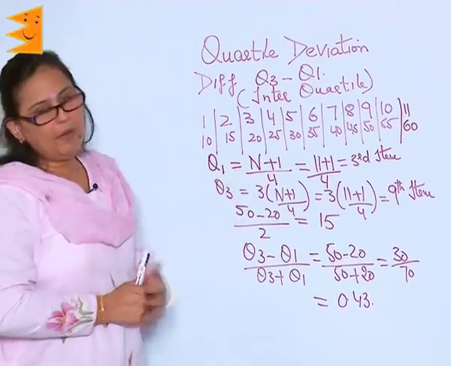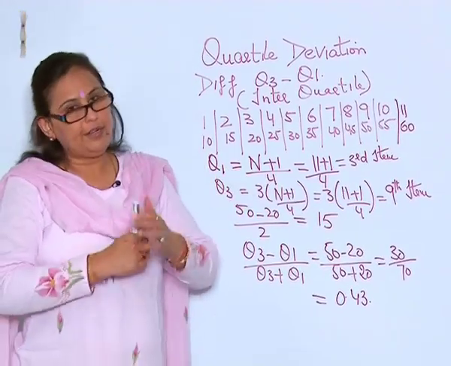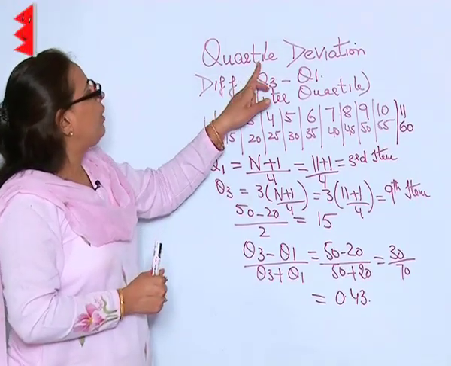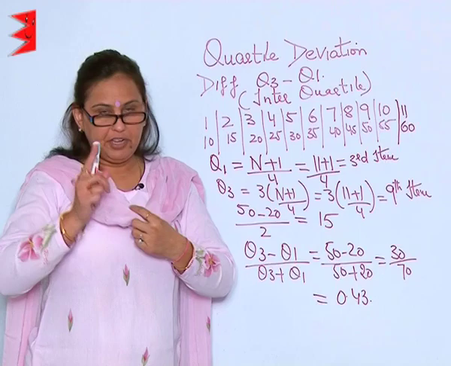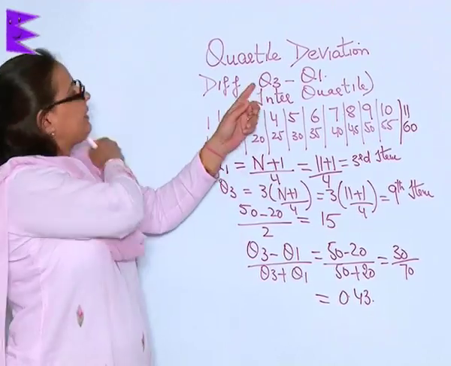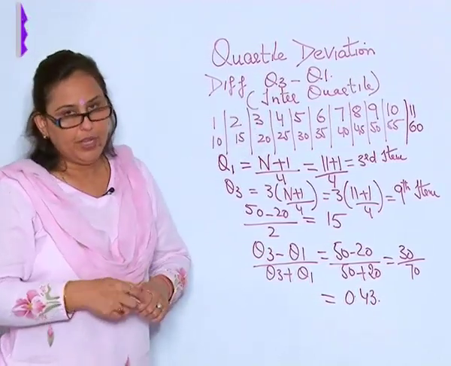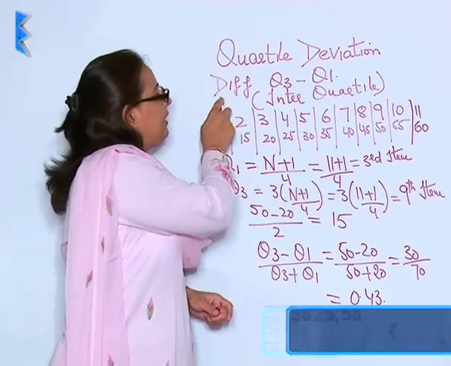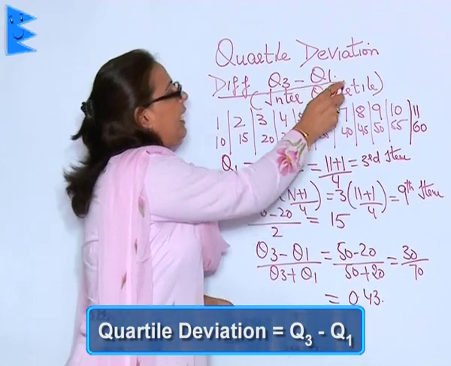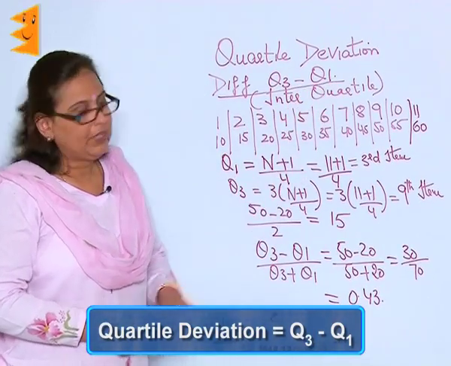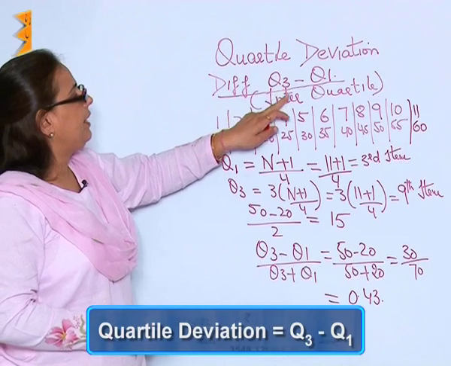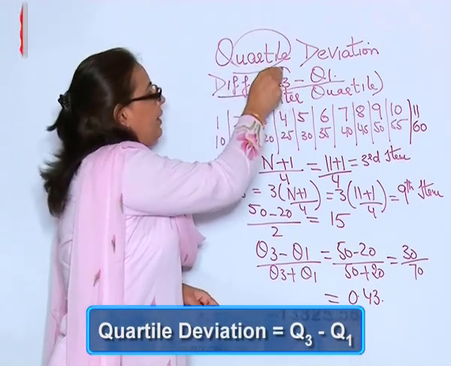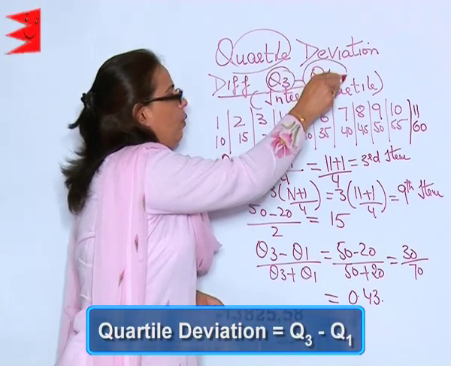Now we will be learning about the second method of measuring the measures of dispersion, and that is the quartile deviation. The first one was range and this is the second one, quartile deviation. When we have to find out the quartile deviation, it is in fact the difference between the third quartile and the first quartile. That is called the interquartile. So, a quartile deviation is Q3 minus Q1.